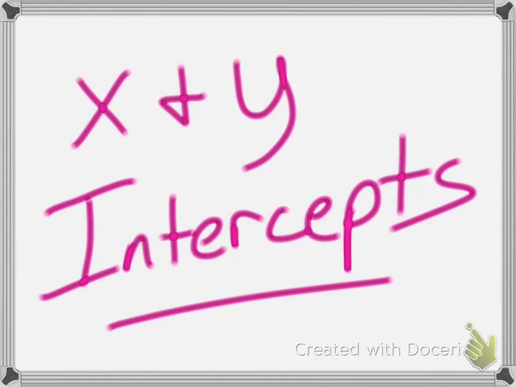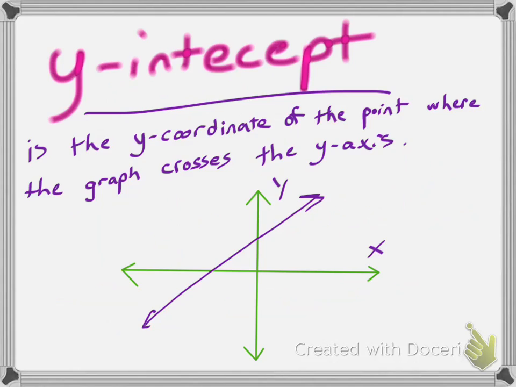All right, ladies and gentlemen, x and y intercepts, basically that's what they are. They're the x and y intercepts, intersections. So let's talk about that. The y-intercept is the y-coordinate of the point where the graph crosses the y-axis. So where does this graph cross the y-axis? Right here. So we're looking for the point in which it crosses that.